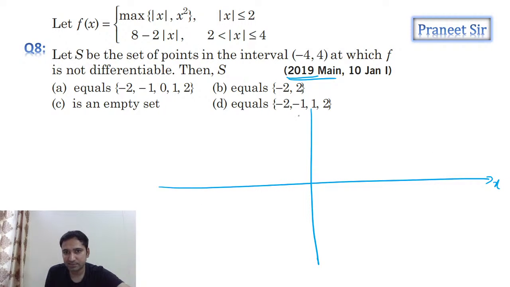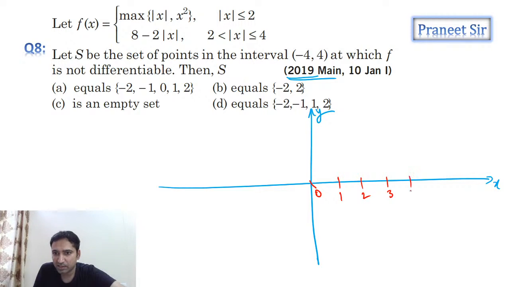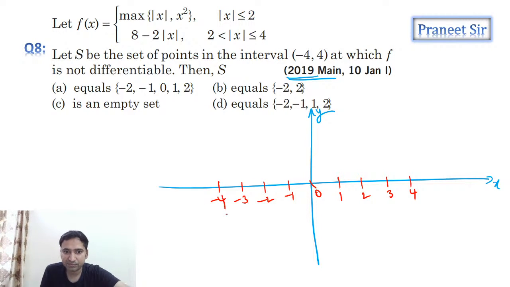This is the x-axis and this is the y-axis. So this is 0 and we need till 4, so we'll take it like this. This is 1, 2, 3 and then 4, and then -1, -2, -3, -4. Clear now? So we need to draw the first graph.